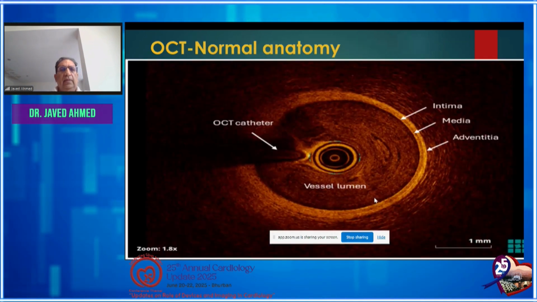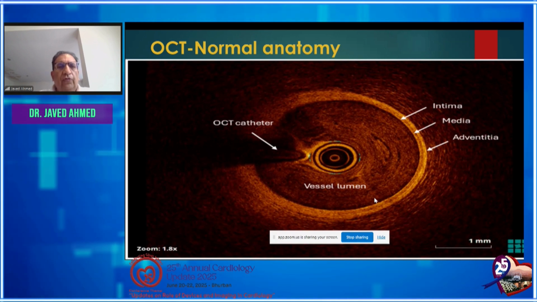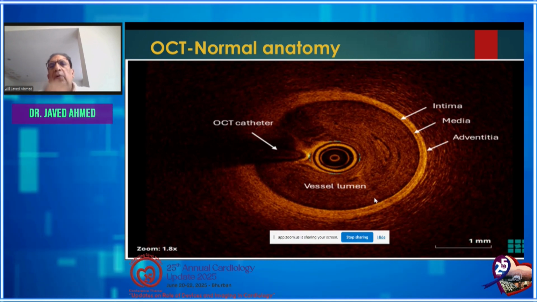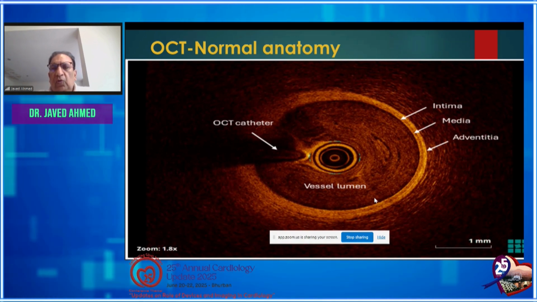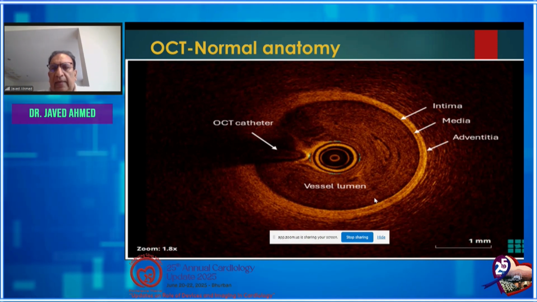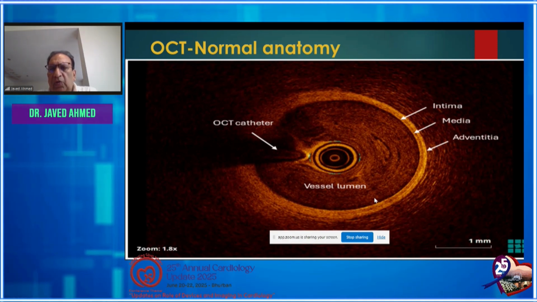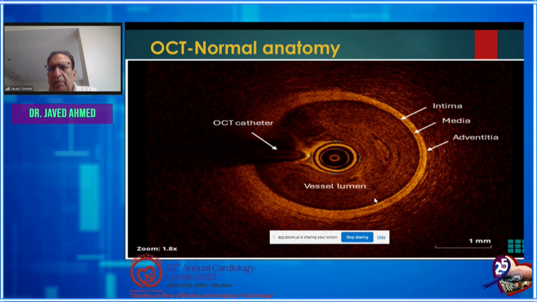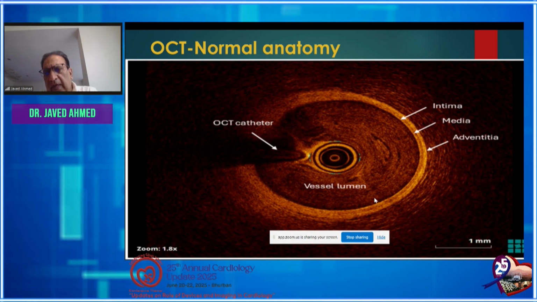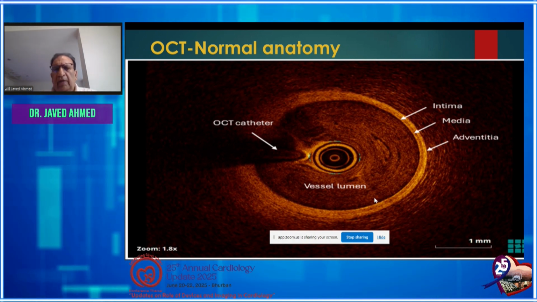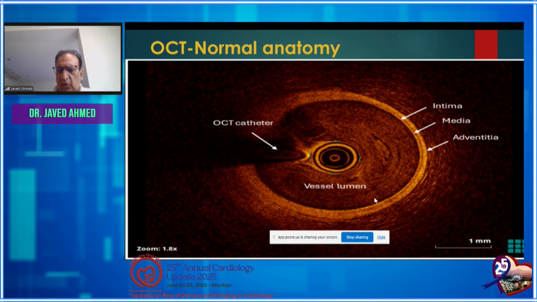And this is an image of a normal coronary anatomy. As you could see on OCT, there is a clear image of the intima, and then you could see slightly darkish media, and then again echogenic bright adventitia, and then you could see the vessel lumen.